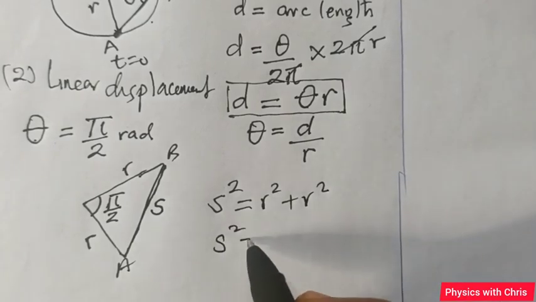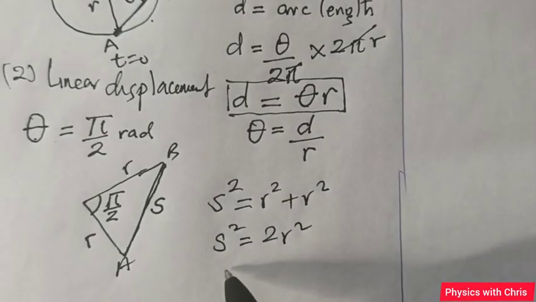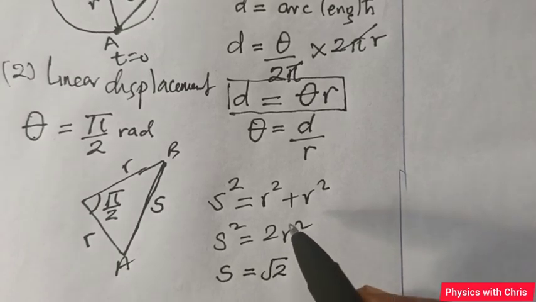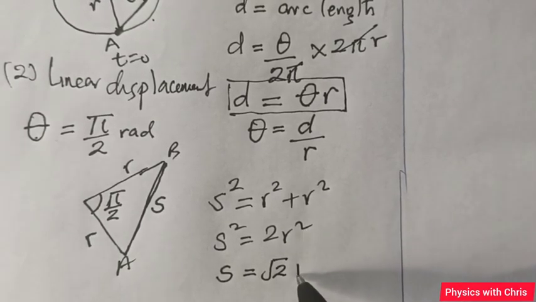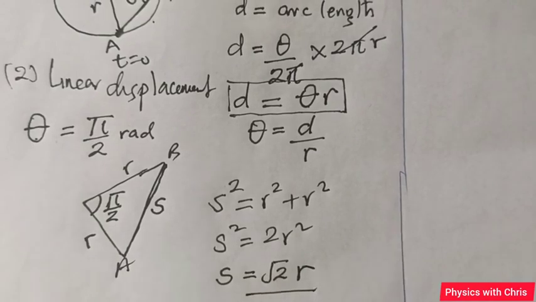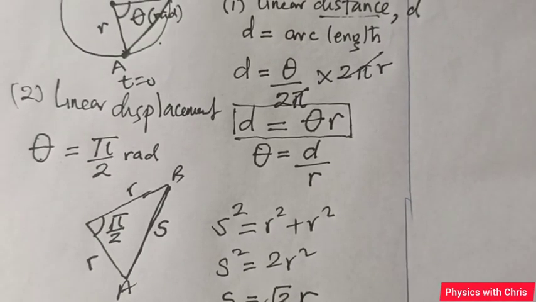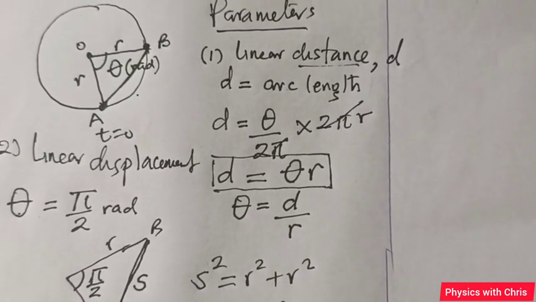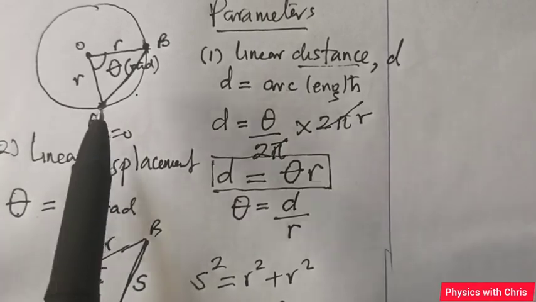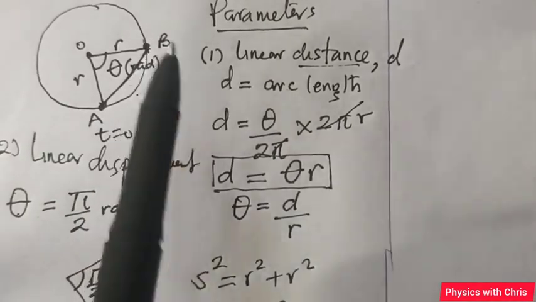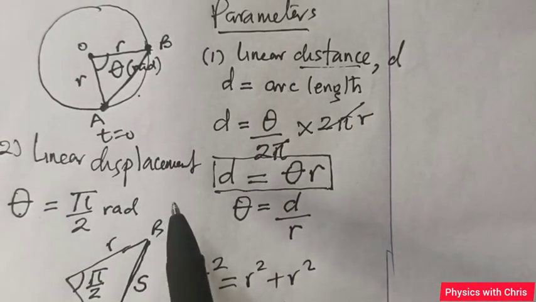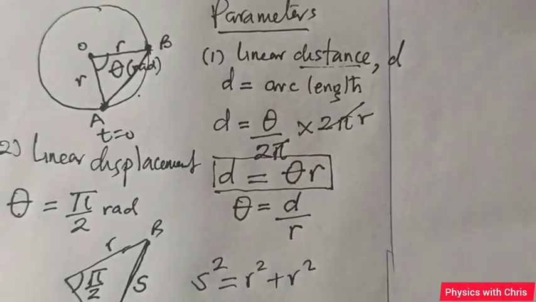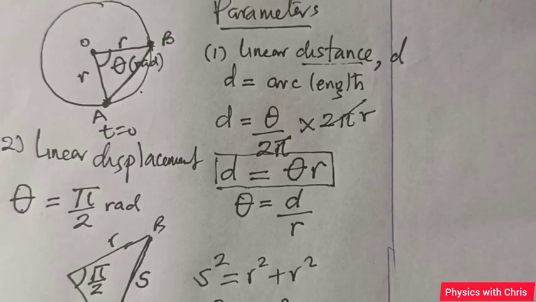That gives me x squared is equal to 2r squared. So my linear displacement is square root of 2 times r, because the square root of r squared is r. So that gives me the expression for linear displacement. Take note of that. There's a slight difference between linear distance covered, which is just the arc length, and the linear displacement, which is just a straight line that links point A to point B.